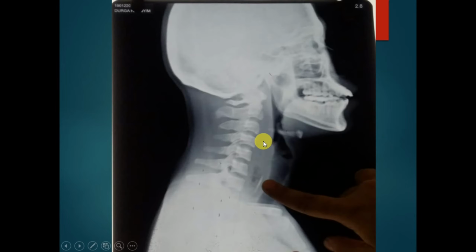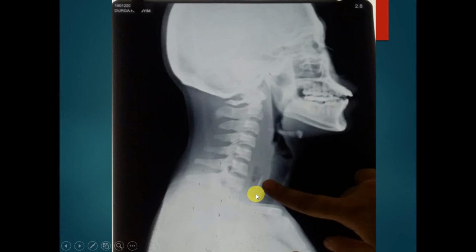This is a plain X-ray, soft tissue neck, lateral view, showing a linear radio-opaque shadow in front of C6, C7 cervical vertebra. Most probably the diagnosis is foreign body esophagus, and the foreign body is most probably a bone, and we can also see an air shadow in the esophagus.